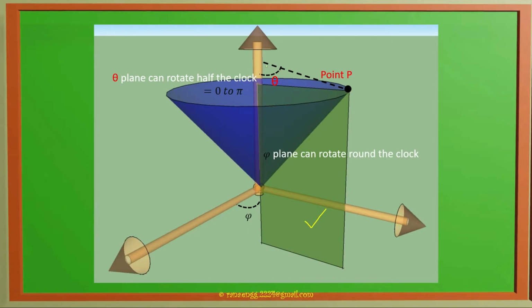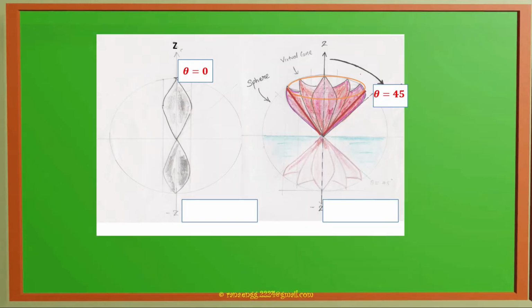So the second angle, theta, which is calculated from the positive z axis to the negative z axis, will have limits from 0 to pi. And the third angle phi has a complete rotation, so it will have limits from 0 to 2 pi. We have to remember these limits and we have to understand these limits.